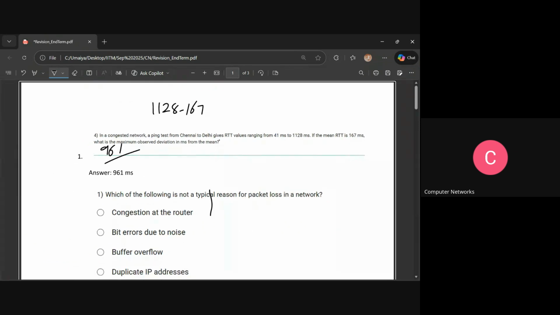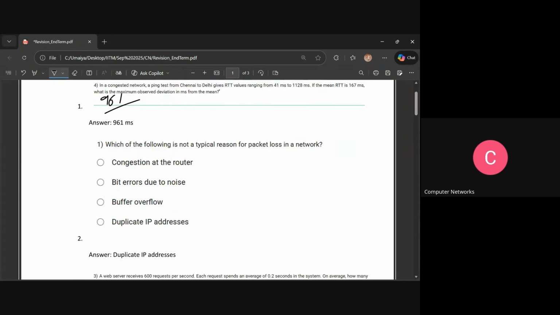The next question is, which of the following is not a typical reason for packet loss in the network? The options are congestion at the router, bit errors due to noise, buffer overflow, and duplicate IP addresses. What will be the answer here? Duplicate IP address is correct.